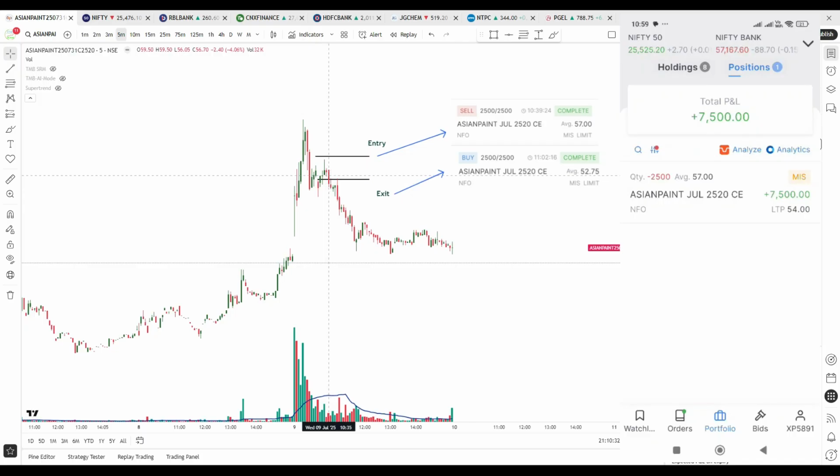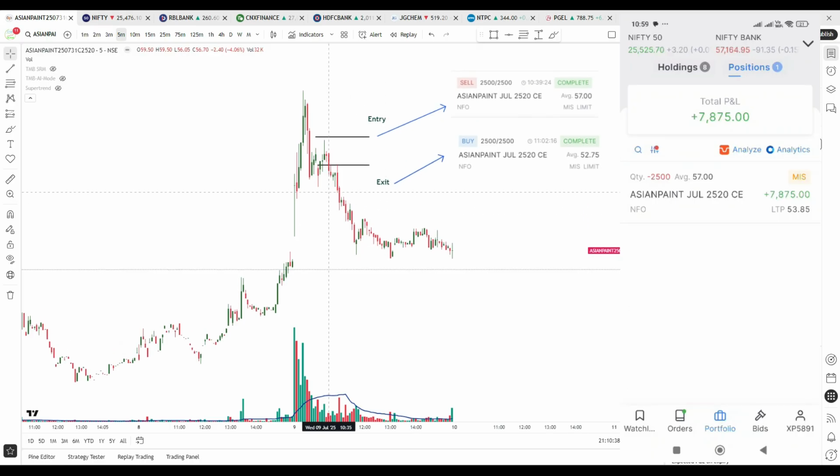After this red candle, this is my 10:39 candle. This is the small candle I took the entry at 57. My stop loss is 62. That means I am having 5 points as the stop loss. So I was supposed to exit at 52.